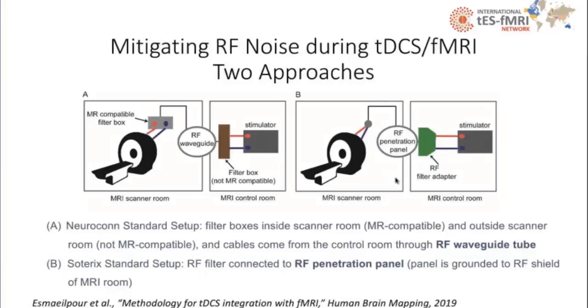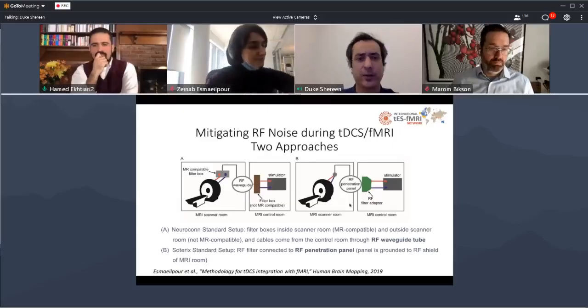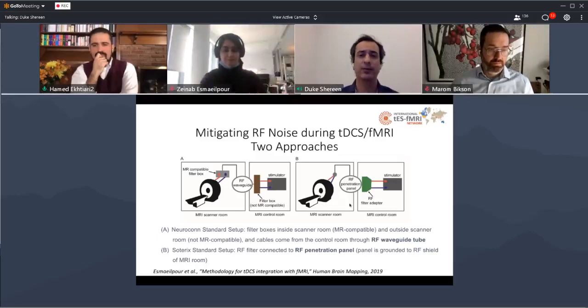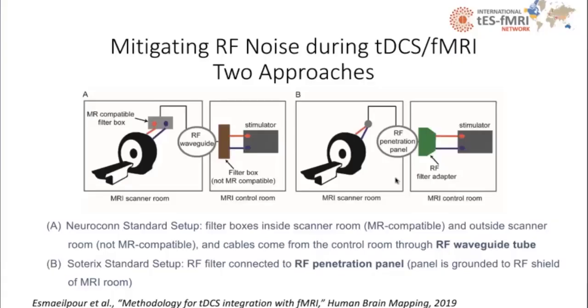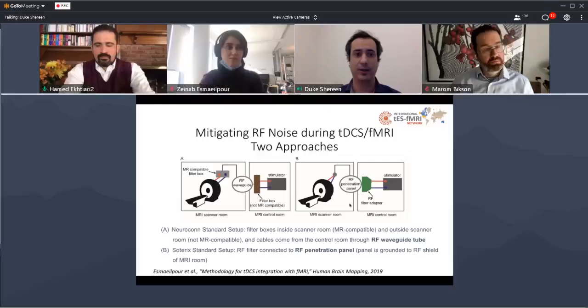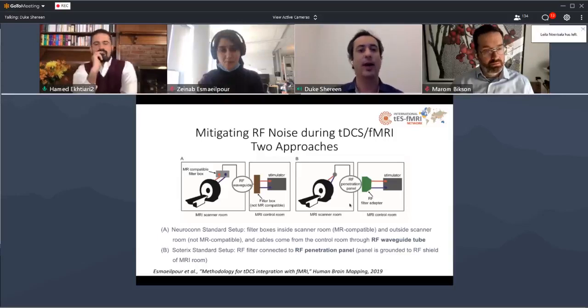There are two main approaches to mitigating RF noise, and they differ both in how the wires are sent into the scanner room and what kind of filters they use. So as you know, the MRI scanner room is insulated from outside RF noise by this large copper Faraday shield. However, anytime you take electrically conductive wire and pass it from the control room or outside, transmitting RF energy through that wire, that wire then acts as a broadcasting antenna.